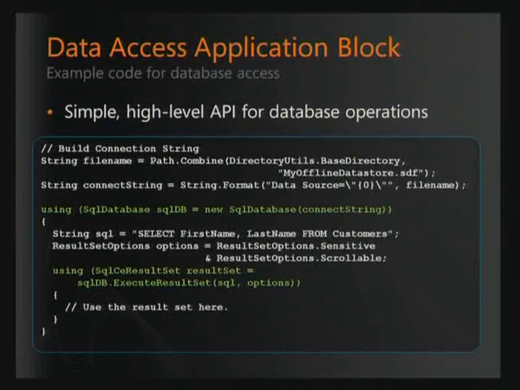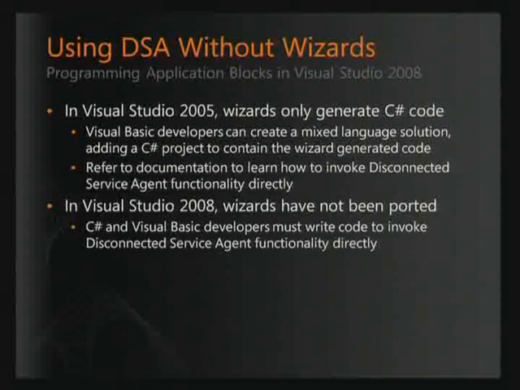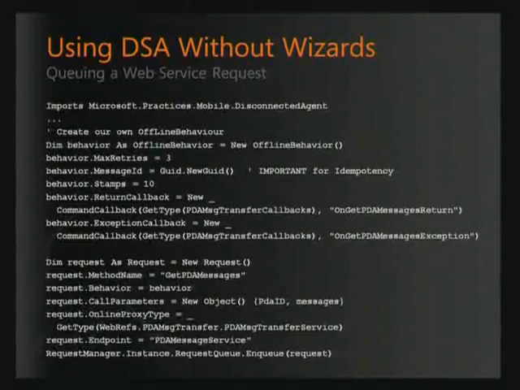So I showed you the code there. Just to reiterate, the wizards only generate C# code, and they only work in Visual Studio 2005. So to walk through, this is the code I just showed you for how you do the same stuff in Visual Studio 2008. As I showed in the code, you create your behavior object, create a request object, set the right parameters, and then enqueue the request. And you've done exactly the same as if you were calling the tool-generated DSA client code.